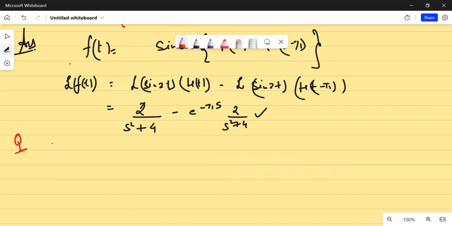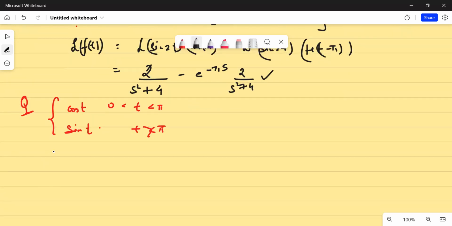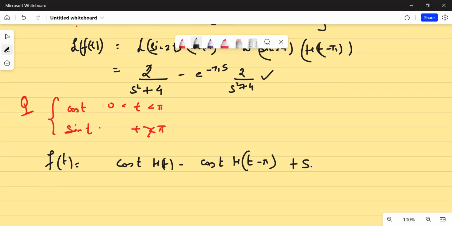Okay. So try to do this question. Now, I'm giving you f(t) as simply cos t for t lying between 0 and pi, and for t greater than pi we write sin t. Try to first write the definition of the function in terms of Heaviside function, and then try to write your Laplace transform. So clearly from the above examples, we know that cos t would be cos t into h(t) minus cos t into h(t minus pi), right? And then plus sin t h(t minus pi).